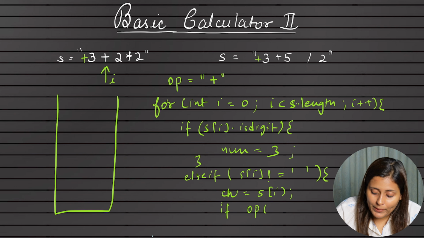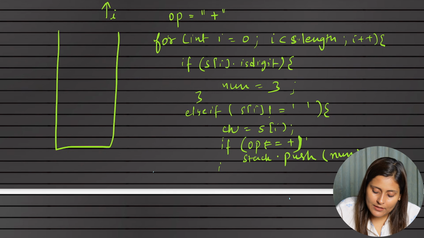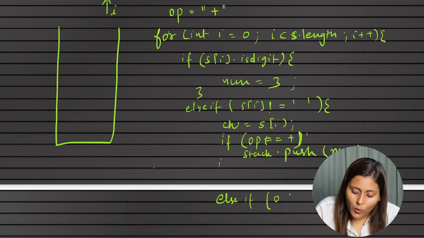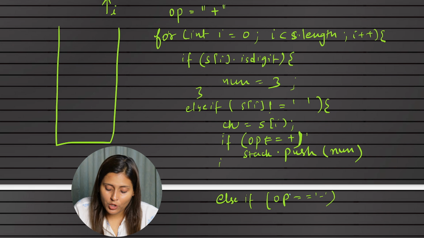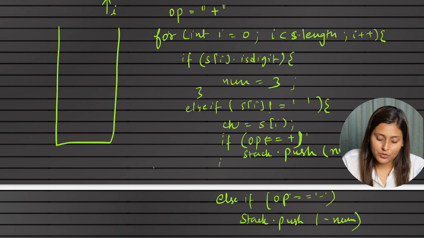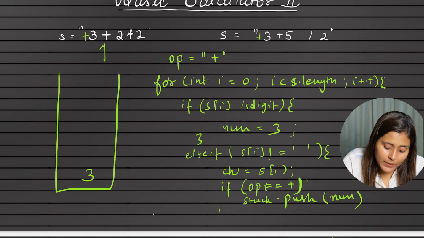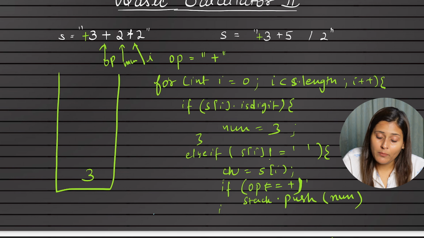So we will write, if op is equal to plus, then in the stack we will push that number num which we have saved in the variable. Now else if op is equal to minus, then obviously we'll push in the stack, but minus num will be pushed. So as of now, plus 3 means simply 3 will be pushed, correct. Now next time op will become plus, this will be the number and this will be my i for multiply, correct.